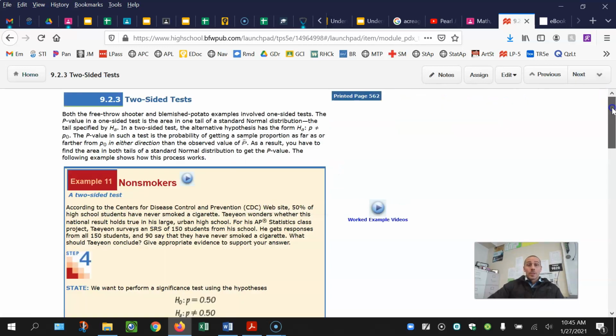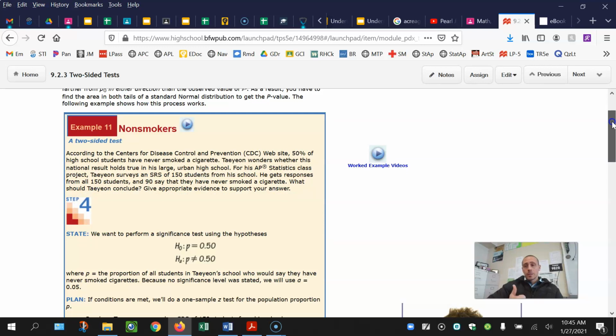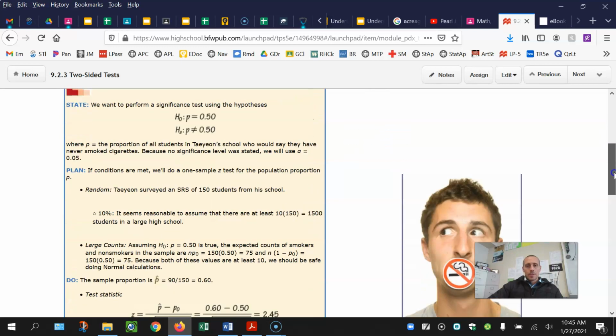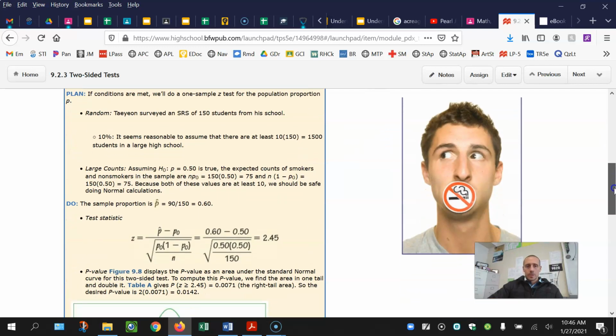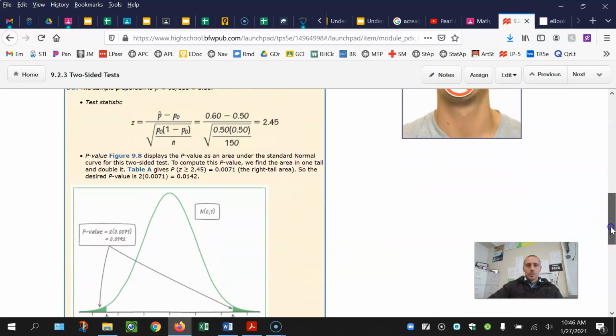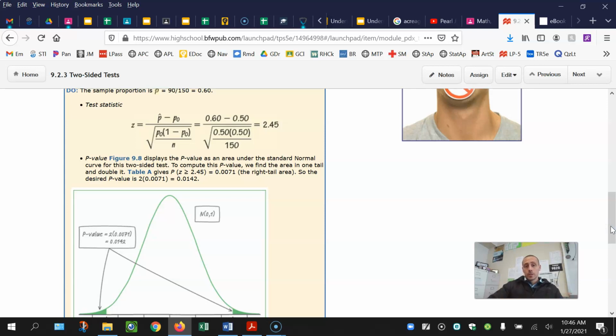What do you do if you have a two-sided test or a two-tailed test? State is going to look a tiny bit different. The alternative will be not equal to. The plan is going to be exactly the same. The do is going to be very similar. The way you calculate your z-score is exactly the same. However, because we don't know if the value increased or decreased, we have to consider the area in both tails. So if I get a z-score of 2.45, in essence, that means I could be 2.45 standard deviations above the mean or larger, or on the opposite end, 2.45 standard deviations below the mean or lower.